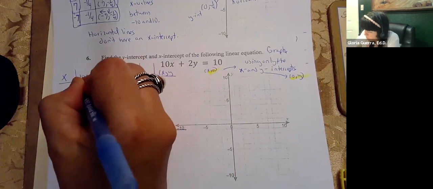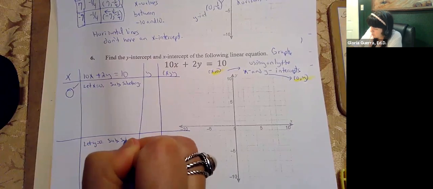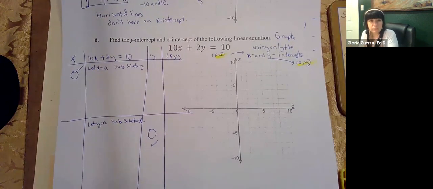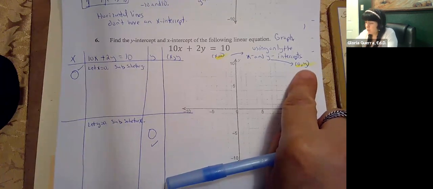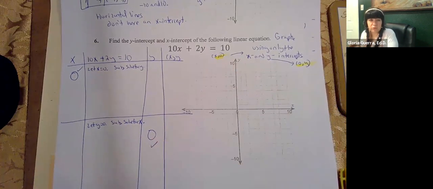So here we're letting x be 0, substituting, and solving for y. Here you're letting y equal 0, substituting, and solving for x. And then you're solving for y, and here, solving for x. So you're finding your 2 intercepts.